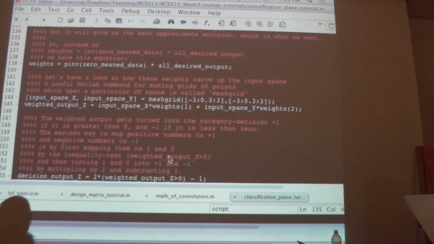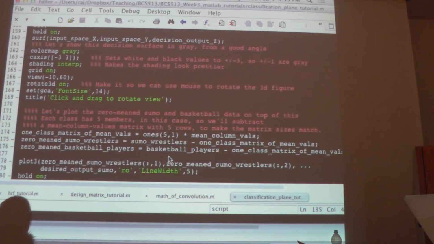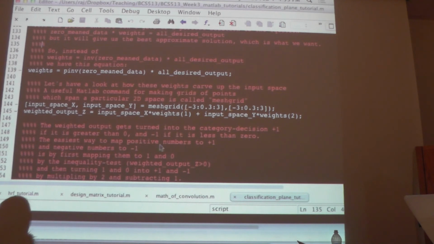You can see I'm skipping over a little bit here, so you can look at the details of it, but you do this exact same trick of basically just dividing by the matrix.